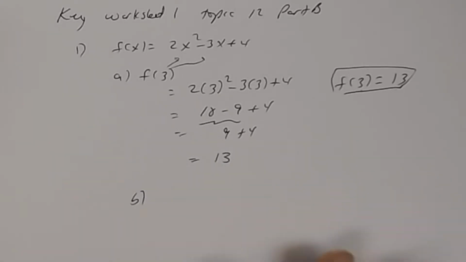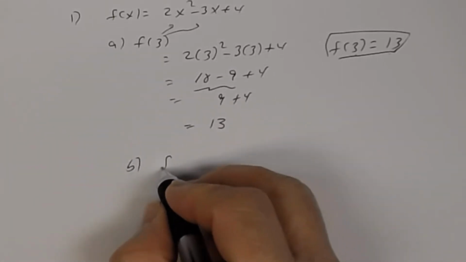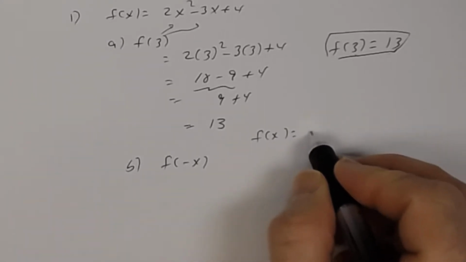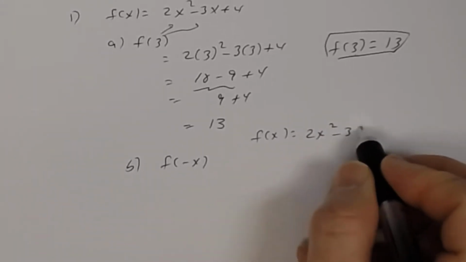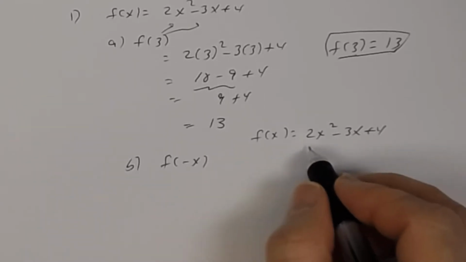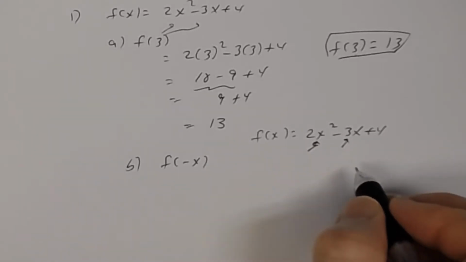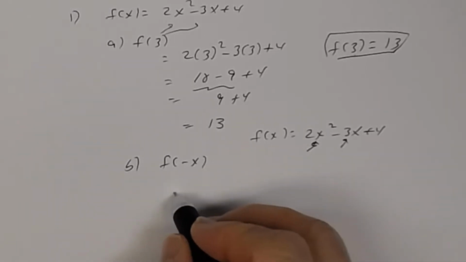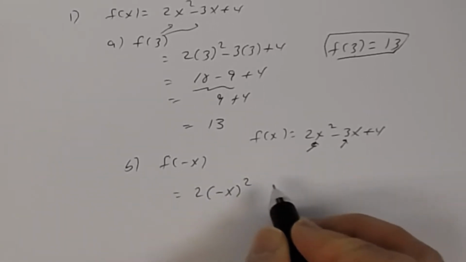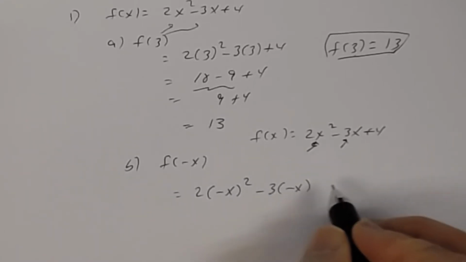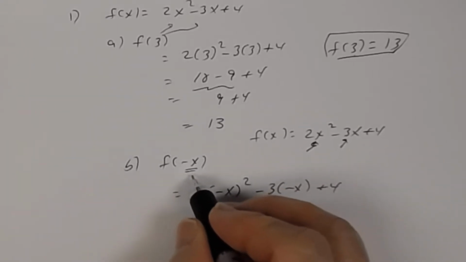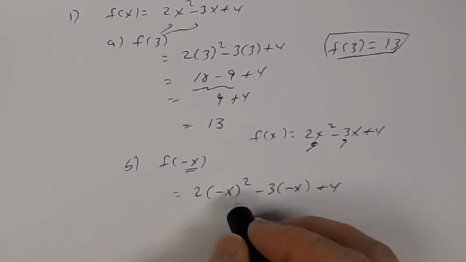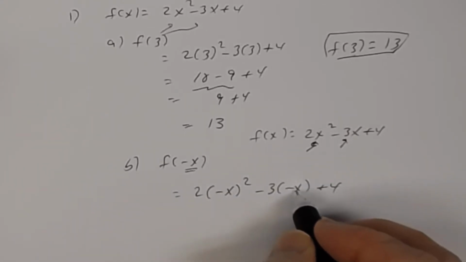Okay, B. In B, we have f of negative x. Let's go ahead and rewrite the function again. My function is f of x equals 2x squared minus 3x plus 4. Again, in place of x, I'm going to substitute negative x. So I get 2 times negative x squared minus 3 times negative x plus 4. Wherever I saw the variable x, I substituted negative x. This was x, it becomes negative x. This was x, it becomes negative x.